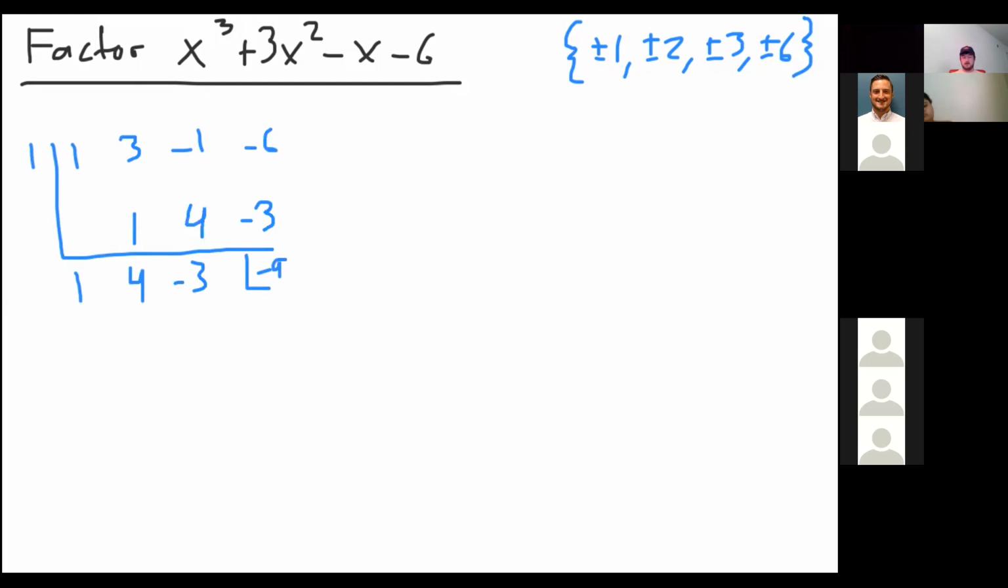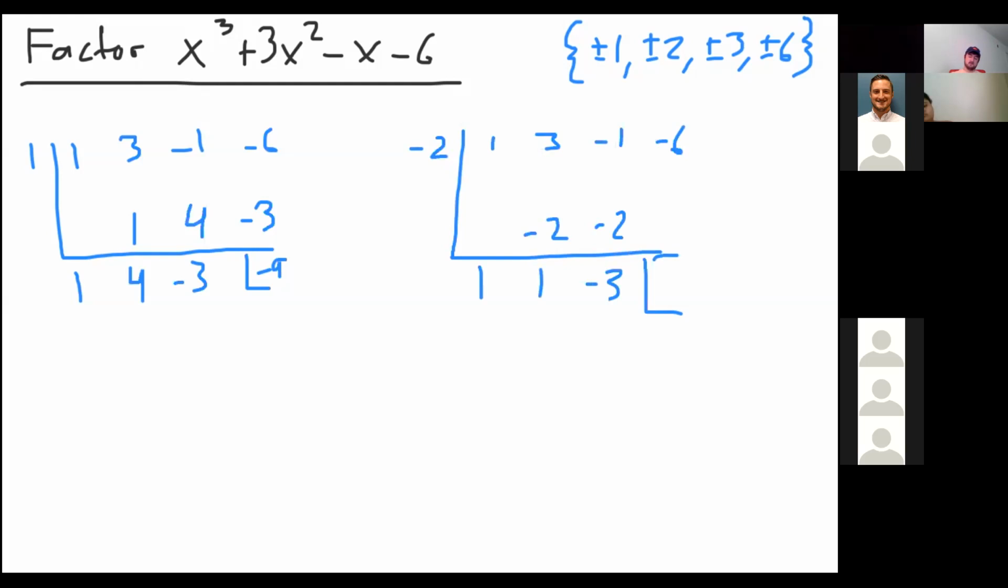I could also try -1, right? I could try different things. I'm going to shortcut and save us some time, go to -2. Get this out, so it'd be 1, 3, -1, -6. Drop down the first one. 1 times -2 is -2. 3 plus -2 is 1. I get a -2 there, giving me a -3 when I add them together. -2 times -3 is a +6. Oh, hey, looky there. Now I have a root. -2 is a root.